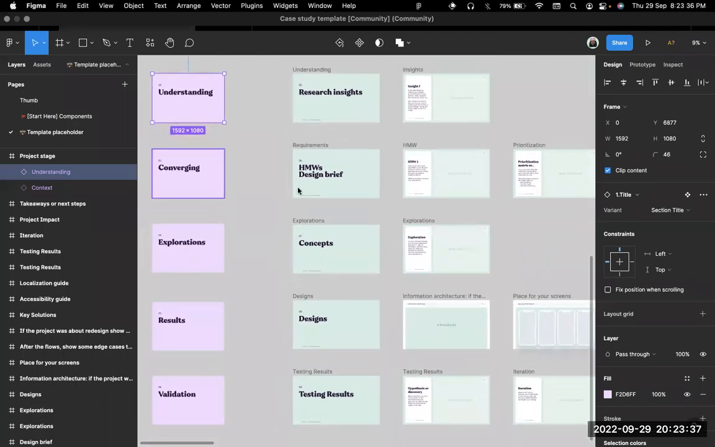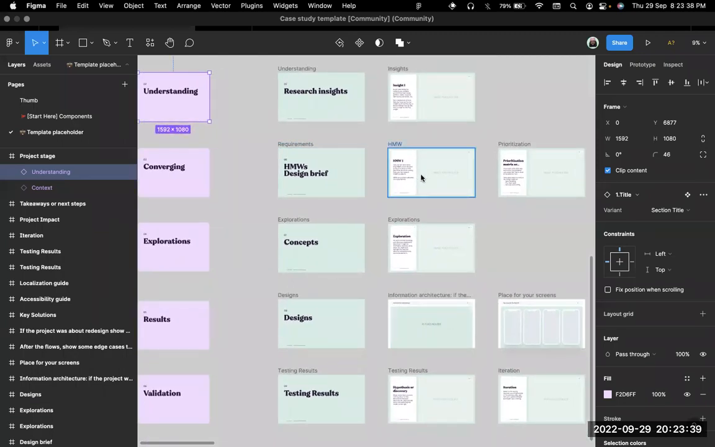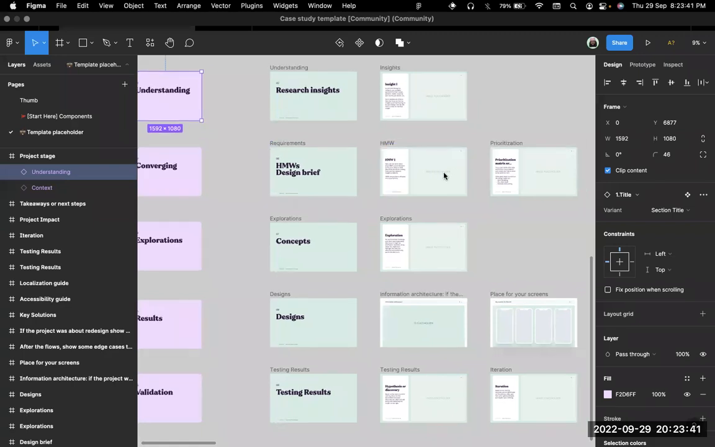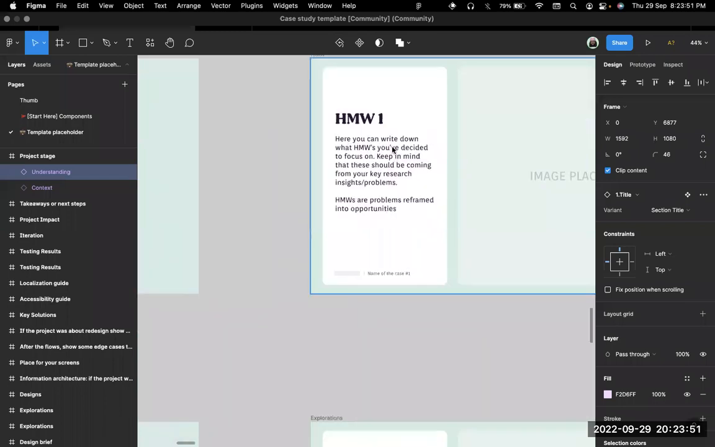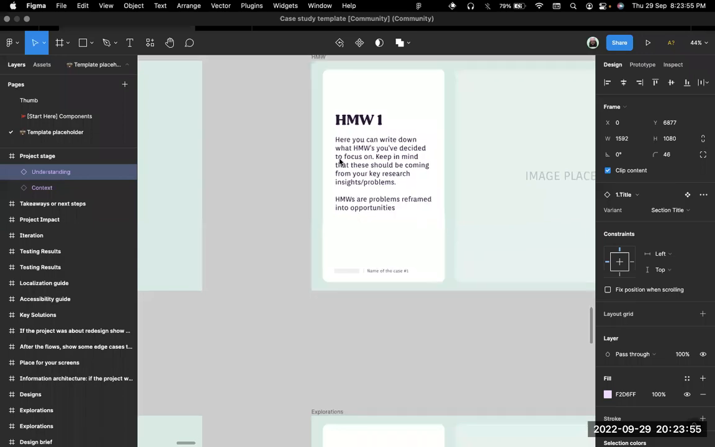Then yeah, you have a conversion, which is you have your design brief. Basically, you come up with that brief, because the client in this case, the customers, will not give you a brief. You come up with a brief based on your research so far. So always read this, right? So here you can write down what you've decided to focus on, right?